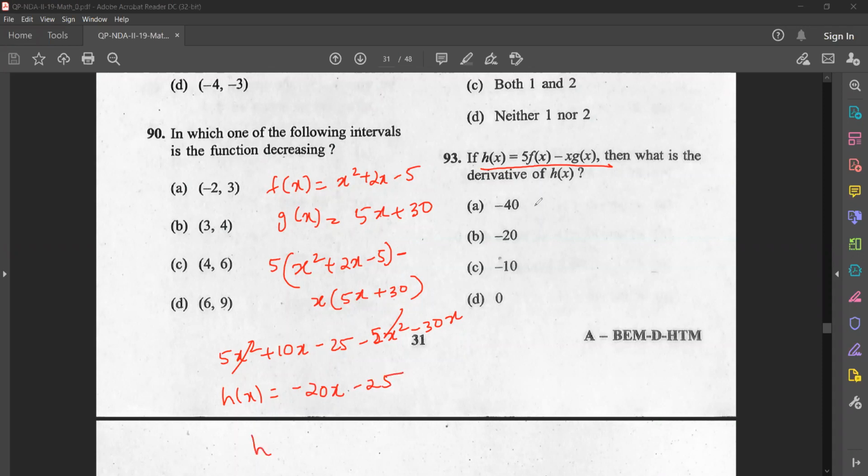So now I need to take the derivative of h of x. So h dash of x is minus 20. See, I didn't multiply this x over here. That is 30x. So 10x minus 30x, that is minus 20x minus 25. So that is minus 20. Option B, minus 20. So option B is the correct answer.